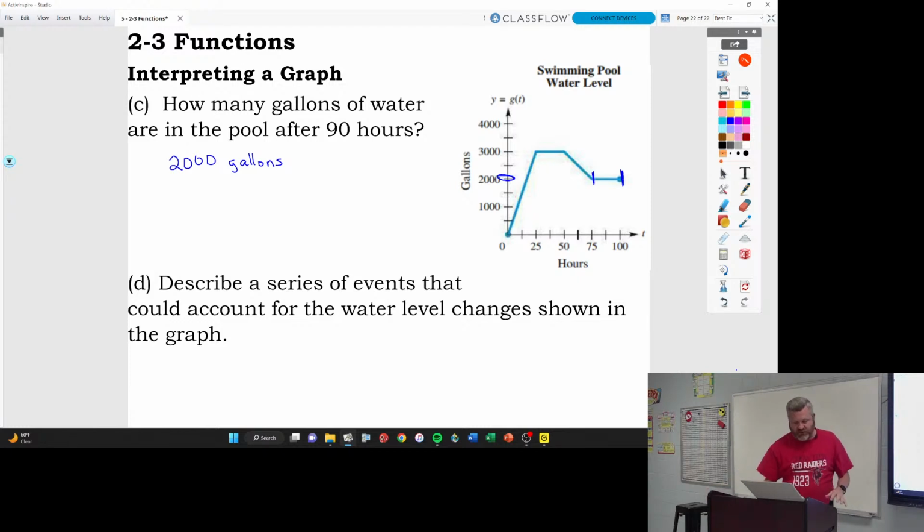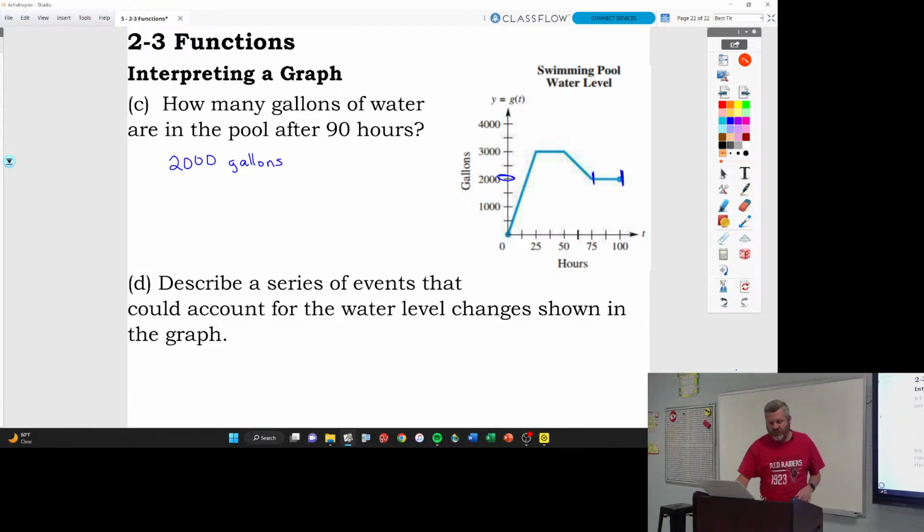I'll give you the exact text from the book. It says the pool is empty at the beginning and then is filled to a level of 3,000 gallons during the first 25 hours. For the next 25 hours, the water level then remains the same. At 50 hours, the pool starts to be drained, and this draining lasts for 25 hours until only 2,000 gallons remains. For the next 25 hours, the water level is unchanged.